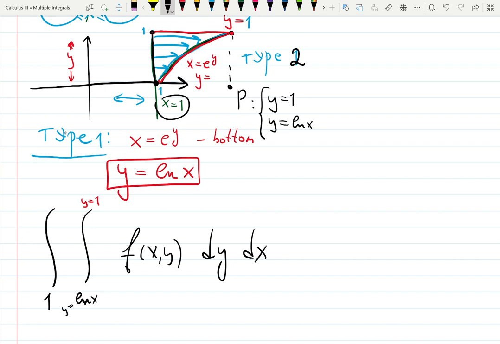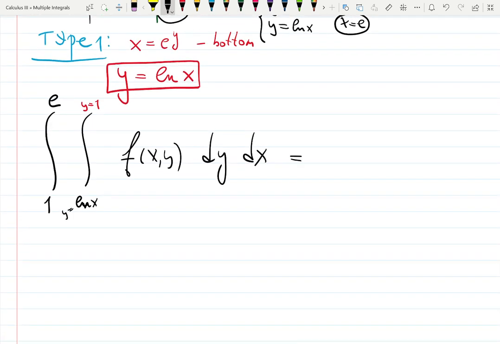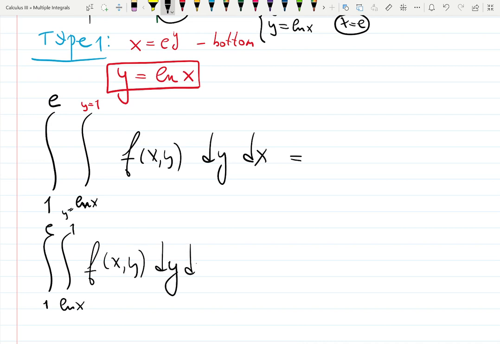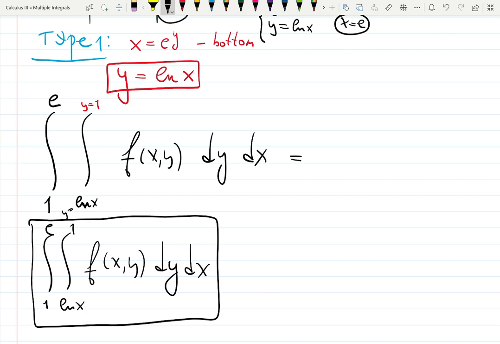So, to solve this, you have 1 equals ln x. Well, ln of what gives you 1? X is e. So the second number, e, is like 2.7. It's going to be e. To rewrite it nicely, we usually don't write y equals, so it's going to be from ln x to 1, a function dy dx. And this is how you reverse the order of integration.